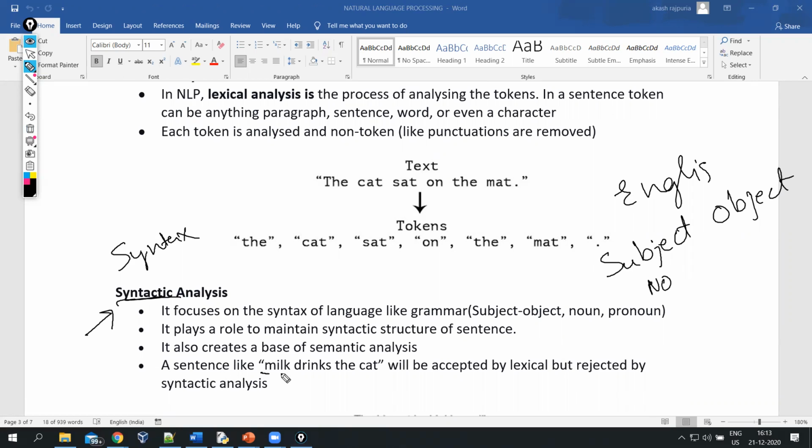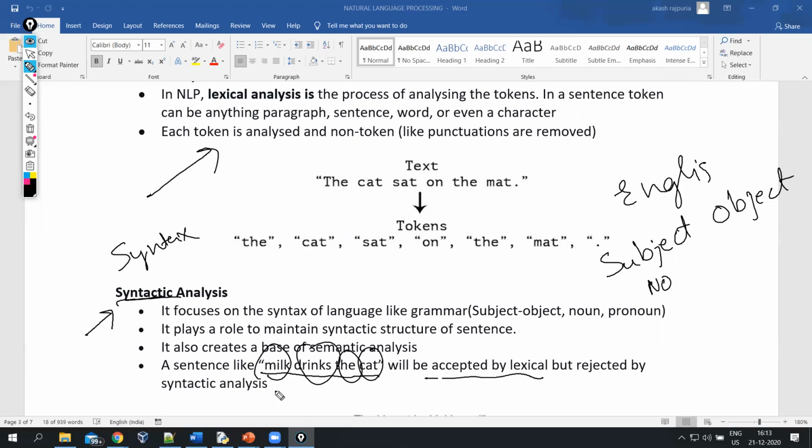Like for example, Milk drinks the cat. If you break that and do the lexical analysis on top of it, the lexical analysis would give milk, drinks, the, cat. These are all four right words. So they would be accepted by the lexical, but may be rejected by syntactic, because you can understand the sentence is not syntactically right.